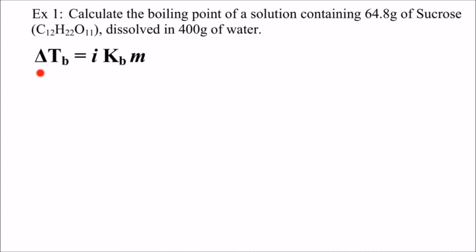Now understand, that's not really what they asked for. They asked for what the new boiling point would be. Remember, when you find the change in something, you're actually finding the final minus the initial. Okay? So we want to know what the final boiling point is. If we find out what the change is, then we can figure the final boiling point out. So let's solve for the molality first.